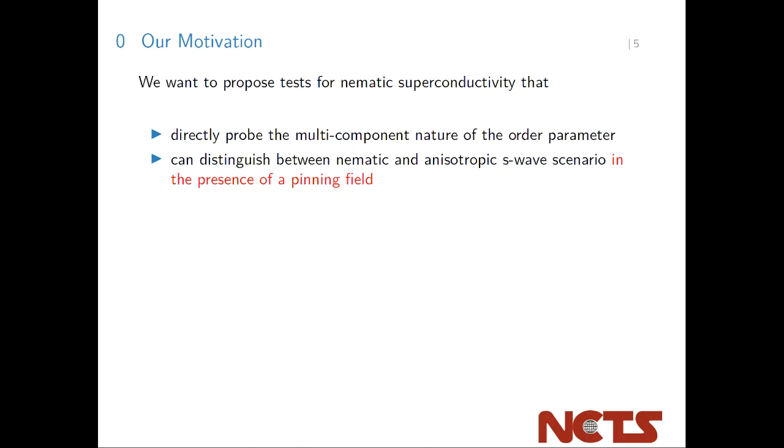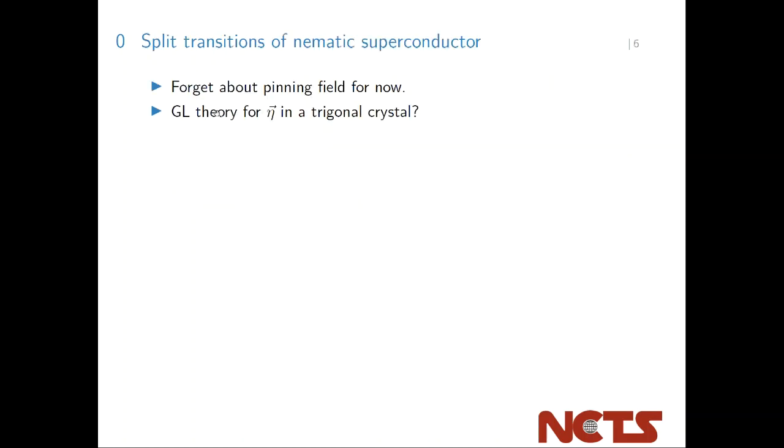So now what? We want to propose experimental tests that can be carried out by our experimentalist colleagues that test for nematic superconductivity, that can distinguish between the nematic scenario and possibly, I don't know, anisotropic s-wave, even without referring to the rotational symmetry, even when there's no rotational symmetry to begin with. And we argue that the split transitions of a nematic superconductor would be a good experimental signature to test for in this regard.